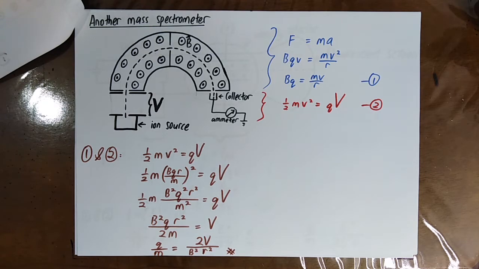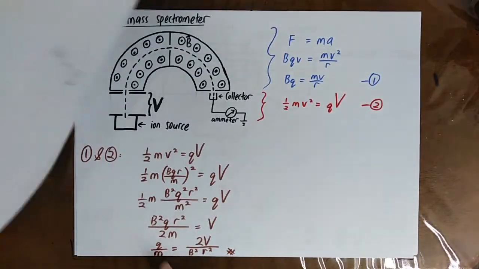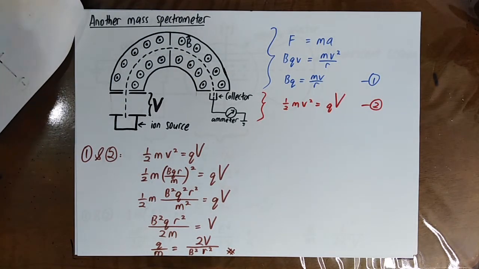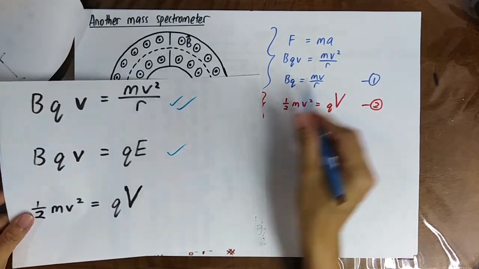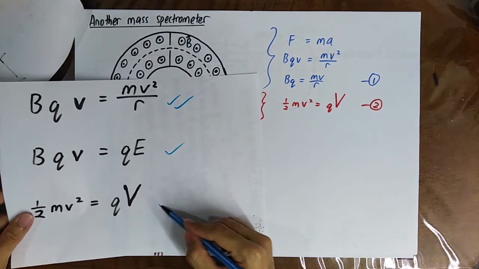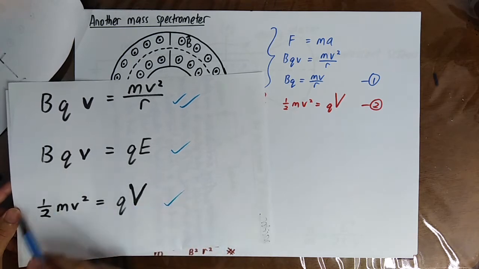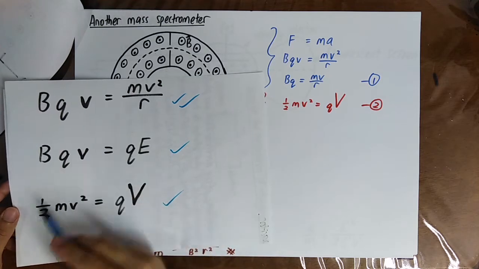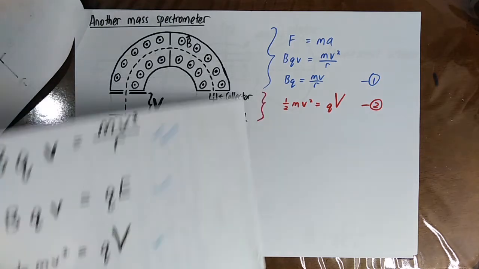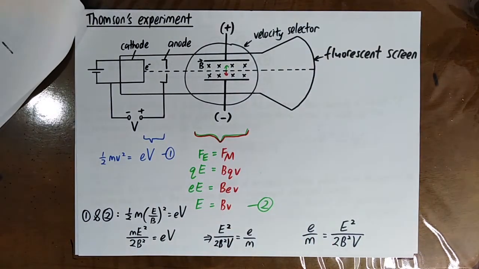So until now, you already learned two different ways of determining the charge to mass ratio. And then in here, you use this formula again, and then you use this formula when you know that the charged particle is being accelerated by an electric field so that the charged particle can gain some kinetic energy. So let's take a look at the Thomson's experiment.